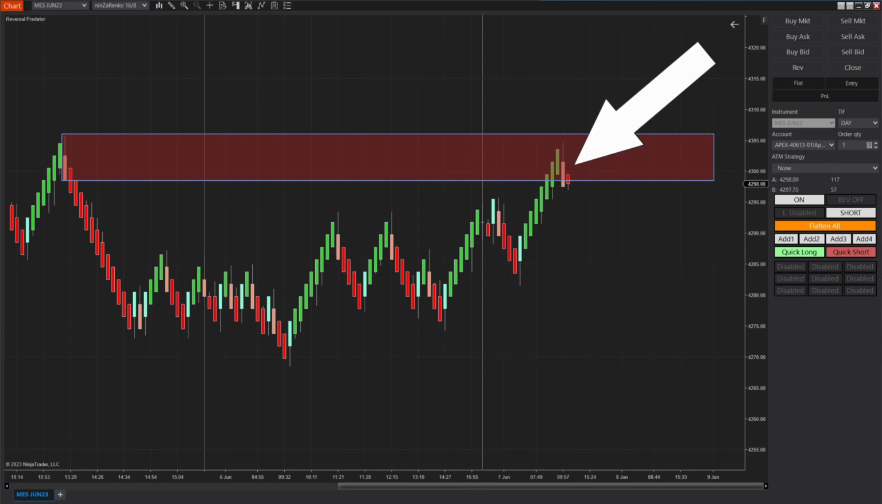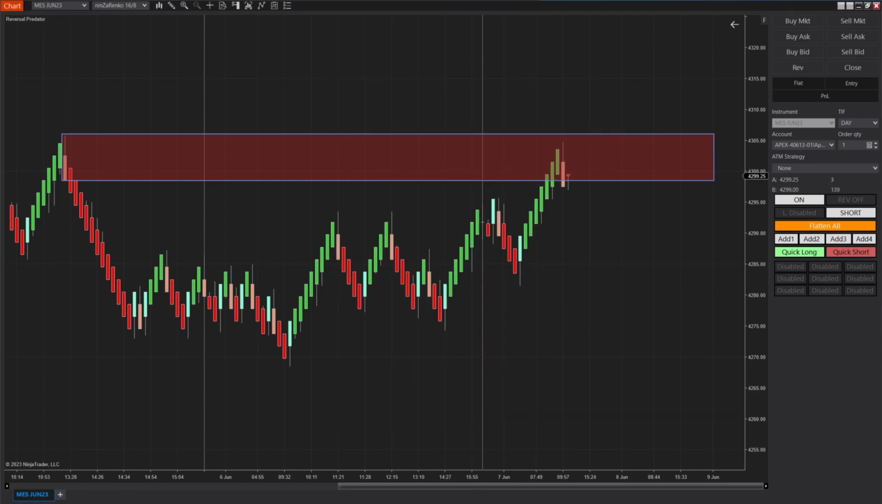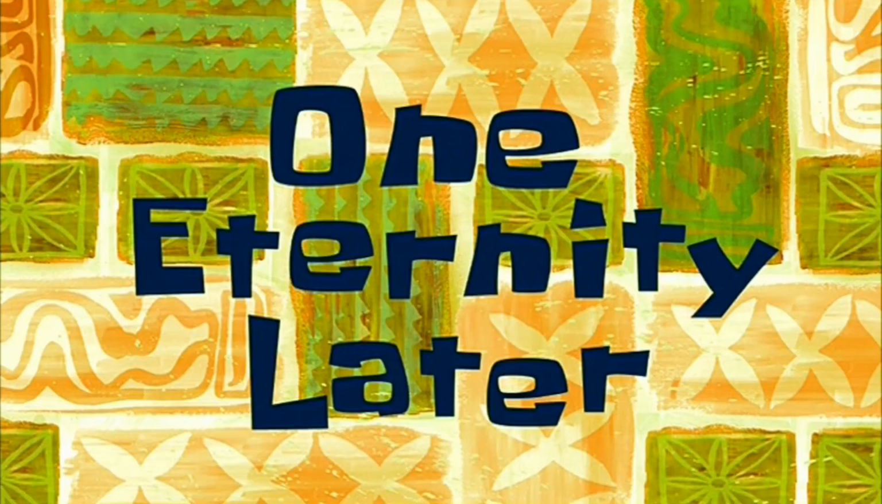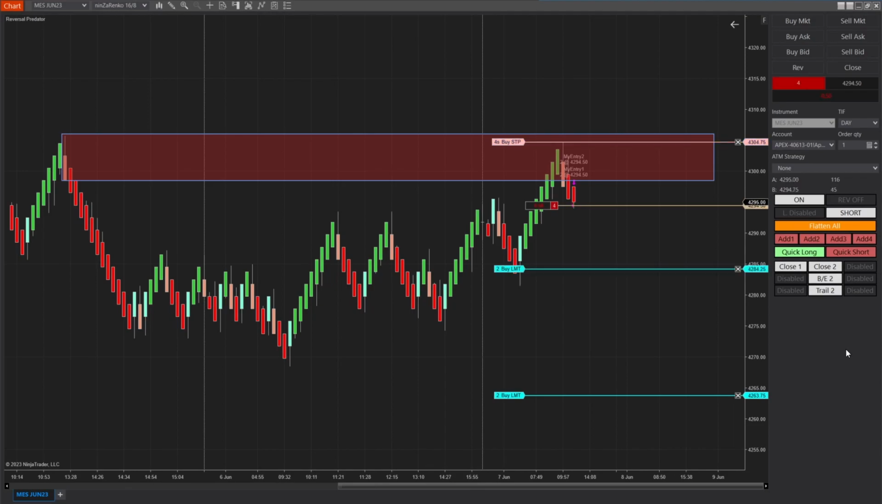So here we just got our reversal candle. Now we are waiting for one confirmation candle in order to enter this trade. One eternity later. And finally, we get our entry.